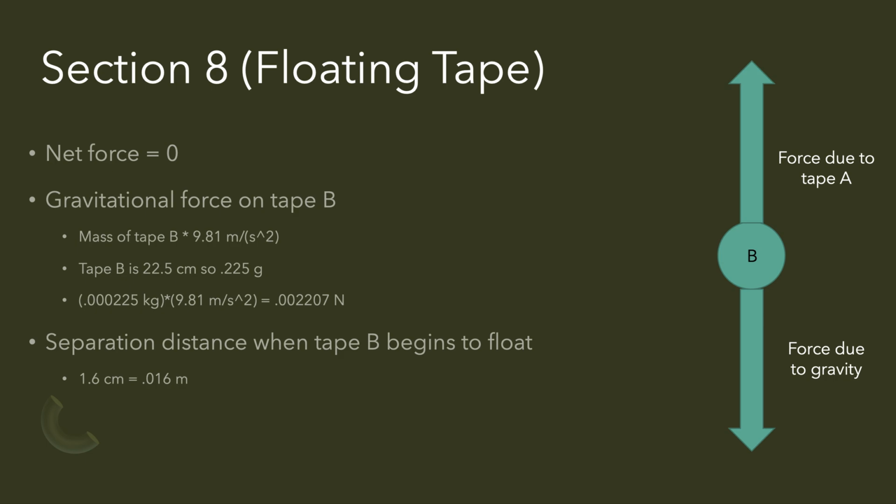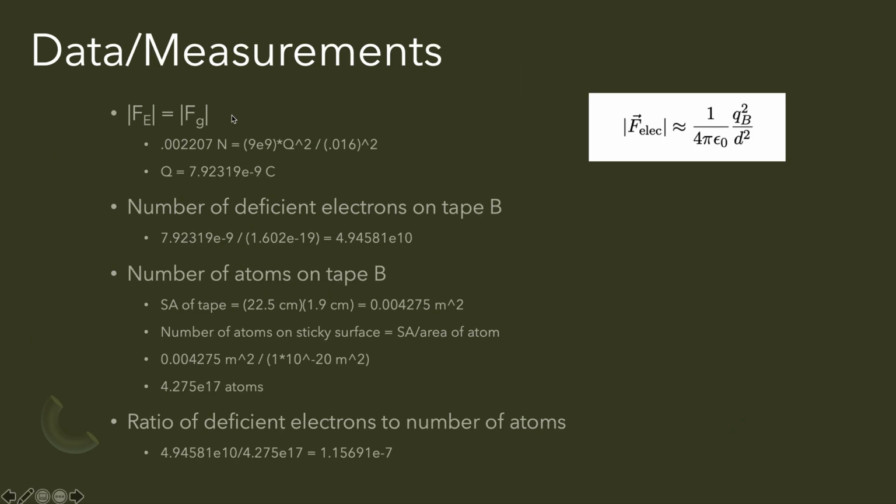And then I could solve for the gravitational force acting on tape B by just knowing the mass of tape B. And since tape B was 22.5 centimeters long, I knew it was 0.225 grams, so I could solve for the gravitational force on tape B. And then the separation distance at which tape B began to float, I got was 1.6 centimeters. So I used this equation right here where I assumed that the magnitude of the force due to tape A was equal to the force due to gravity, and then I just solved for Q, which is the charge on the tape, and I did make the assumption that the tapes had the same charges, which I mentioned earlier.